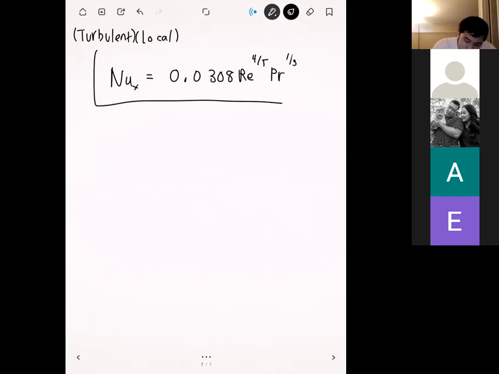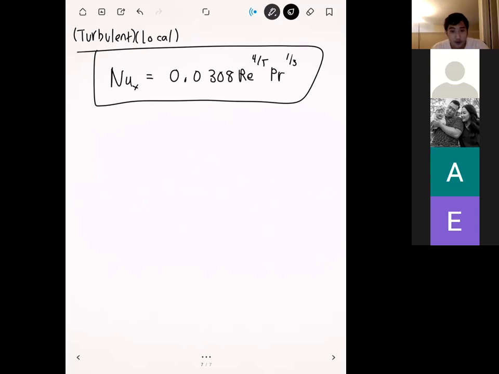Again, very similar. In fact, with turbulent flow, you see much less of a difference. If you remember for turbulent flow on the isothermal plate, our decimal out in front was 0.029 something. This is very slightly higher than that, so they're basically indistinguishable.